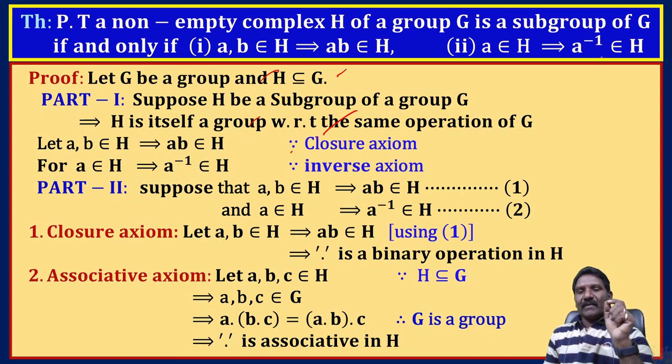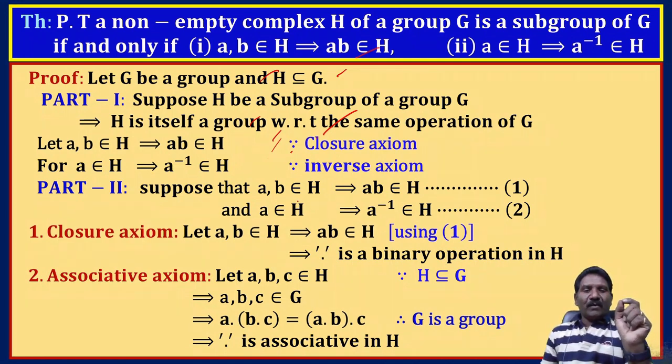A non-empty complex to be a subgroup must satisfy two conditions, that is, closure and inverse. A, B belongs to H gives AB belongs to H is the closure property. A belongs to H gives A inverse belongs to H is the inverse property. The two conditions are enough for a subgroup.